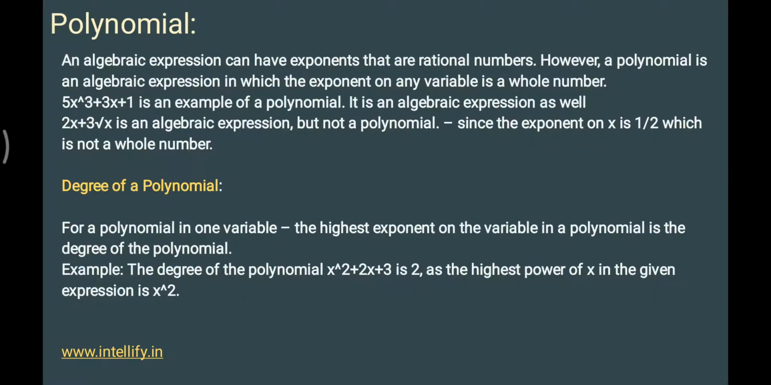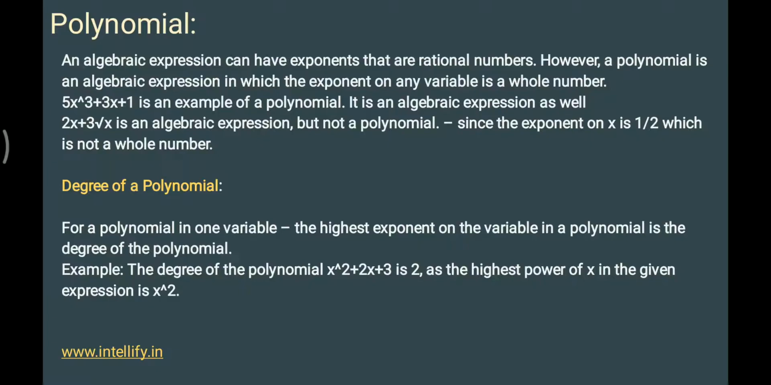Let's go to the polynomial. An algebraic expression can have exponents that are rational numbers. However, a polynomial is an algebraic expression in which the exponent on any variable is a whole number. Here we can see 5x cubed plus 3x plus 1 is an example of a polynomial. It is an algebraic expression as well. And 2x plus 3 root x is also an algebraic expression but not a polynomial.